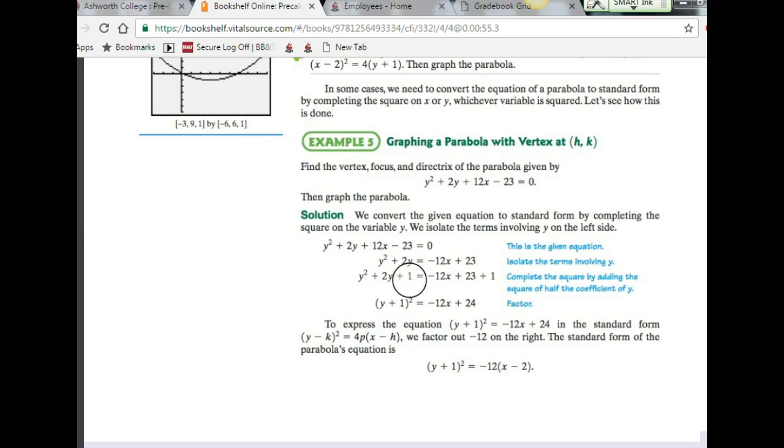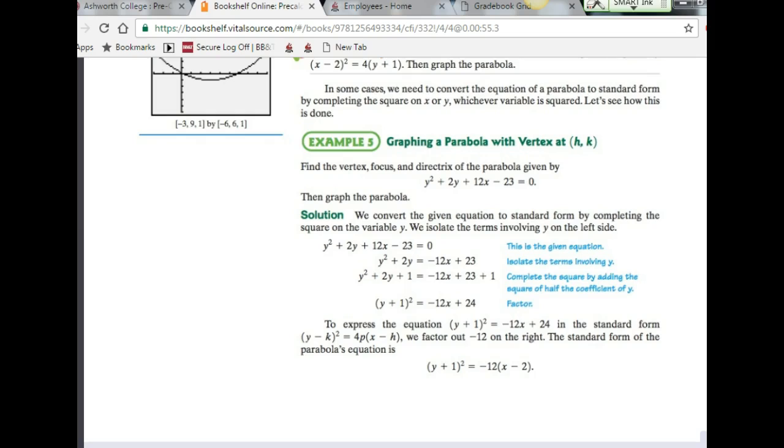y squared plus 2y plus 1 now will factor into y and half of that middle term, which happens to be (y + 1) quantity squared. By doing this, it makes this a trinomial that can easily be factored into y and half of the middle term, squared, which is what this is. If I clean up the other side, I'm going to get negative 12x, and then 23 plus 1 ends up being 24. Now, to be in standard form, this needs to be in parentheses as well.